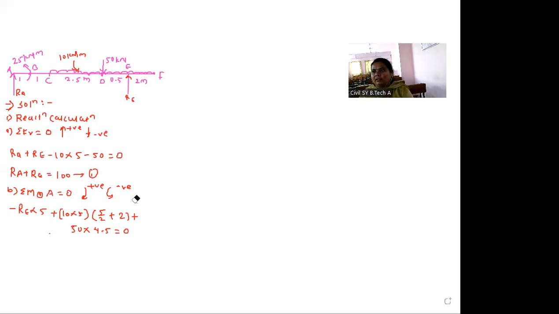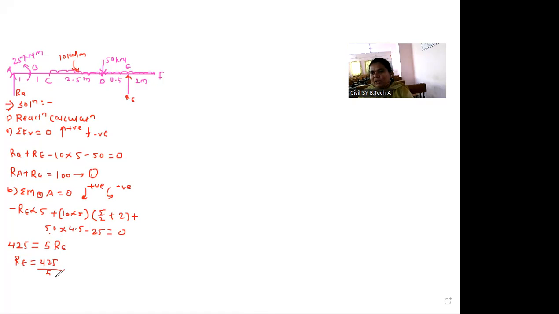Okay, I will write here. First we will cover this 50. So plus 50 into perpendicular distance is 4.5, and after that we have to consider this moment couple in the moment calculation, and it creates anti-clockwise movement. So minus 25, which is equal to 0. Now 425 is equal to 5 RE. So RE is equal to 425 divided by 5.